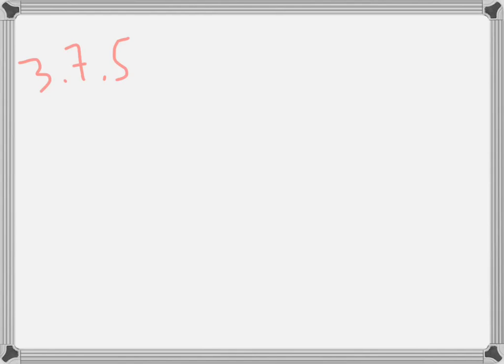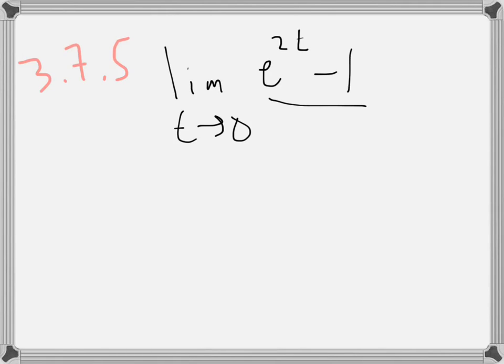So, the first thing you should do with any L'Hopital's rule problem is check if it is actually a L'Hopital's problem. So, this is e to the 2t minus 1 over sine t. The limit as t goes to 0. So what happens here is first you should just go ahead and plug in the value and see what you get. E to the 0 is 1, minus 1 is 0, and sine of 0 is 0. So it's not really 0 over 0, that's an indeterminate form, right? So that's why I put it in quotes.